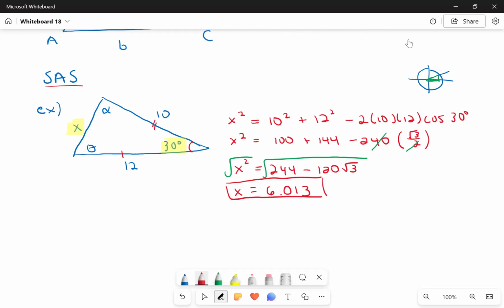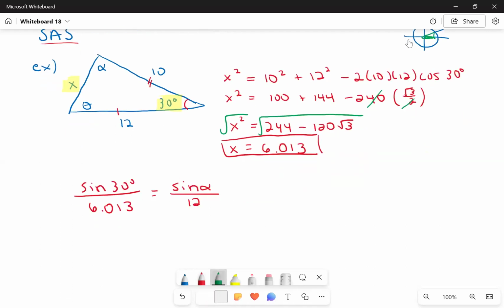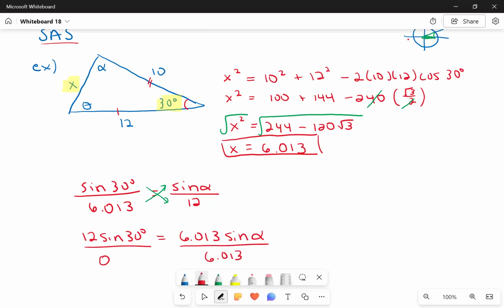So I'm going to pair up sine of 30 degrees with the side I just found, 6.013, and set it equal. So here we'll find alpha. So sine of alpha over 12. Okay, so cross multiply. And we get 12 sine of 30 degrees equals 6.013 sine of alpha. Okay, and then I'm going to divide both sides by 6.013.